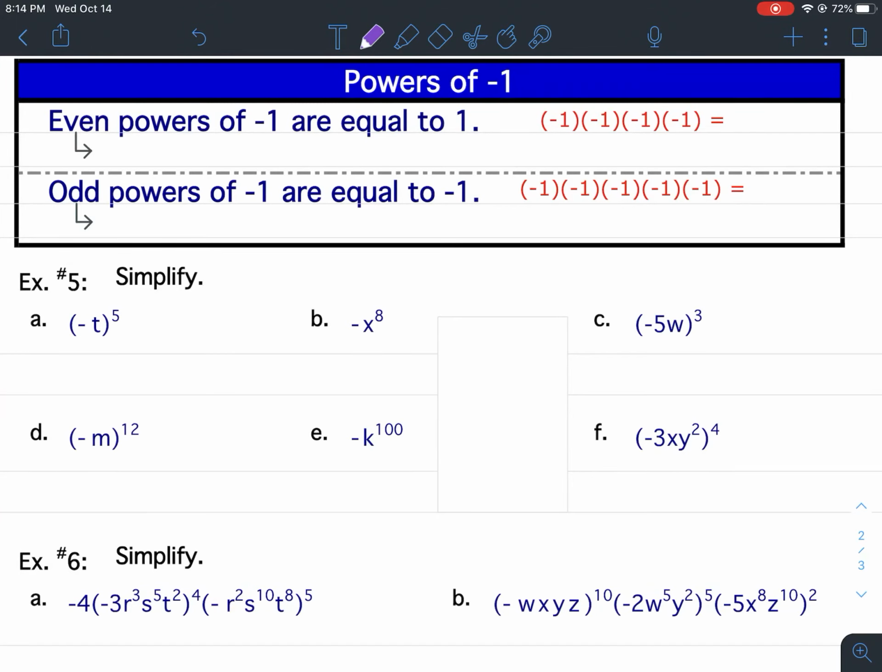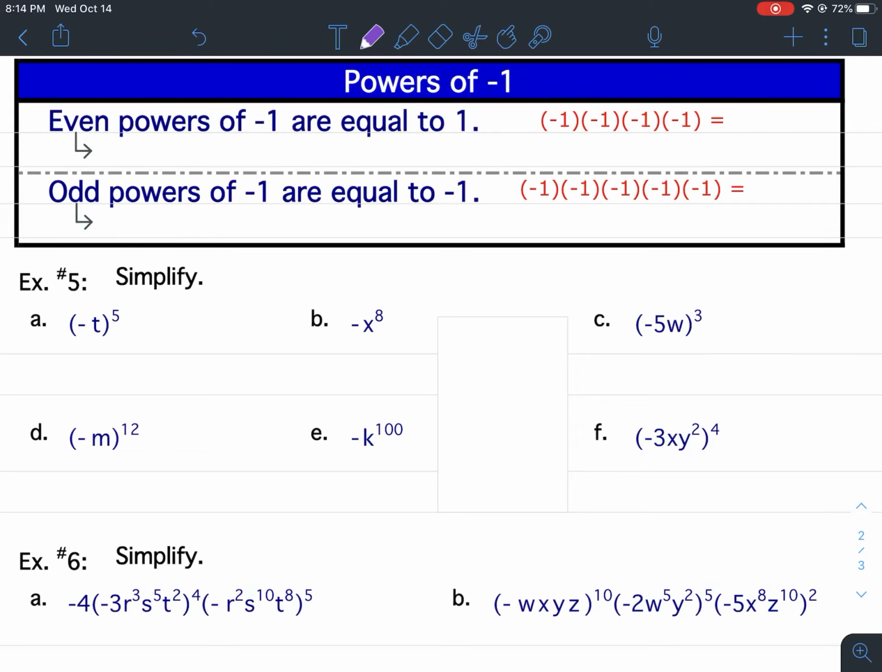Laws of exponents, powers, and products, lesson 4.2 notes. Powers of -1. So that means we're taking the base of -1 and we're raising it to a power. So even powers of -1 are equal to 1.